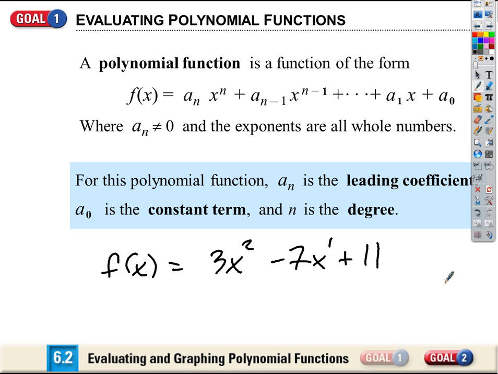What's the constant in that polynomial? 11, right? There's the number that's times x to the 0. You don't even see the x, just the number by itself. What's the leading coefficient? That means in the leading term, the biggest power of x, what's the coefficient of x? 3. So 3 is the leading coefficient. What is the degree of the polynomial? 2, because that's the biggest power of x. You got it. That's how it works. Okay?